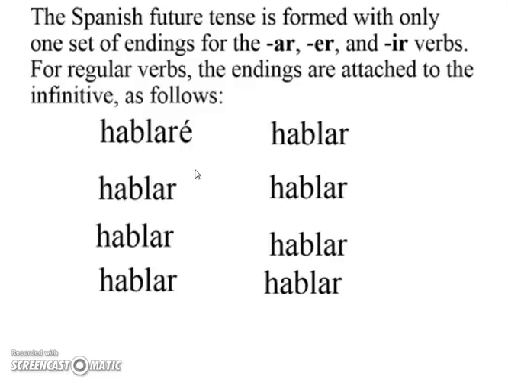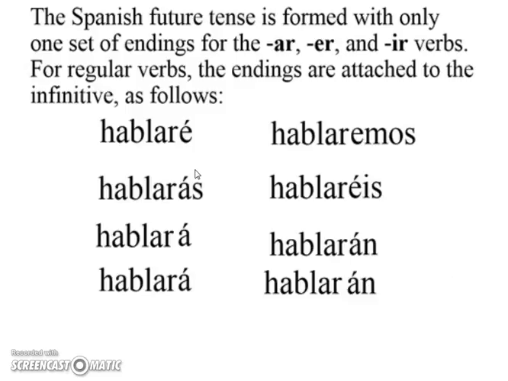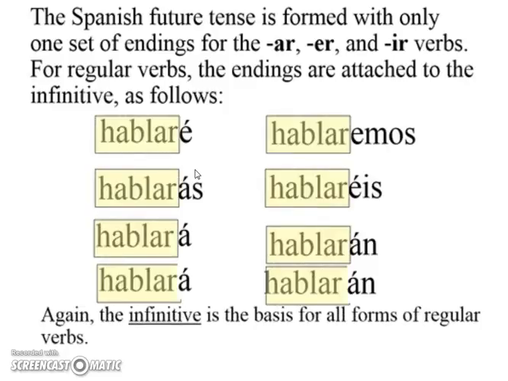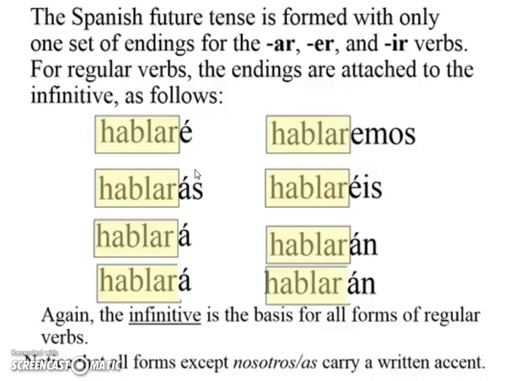You will speak, hablarás. He will speak, hablará. That would be she will speak too. Or usted will speak, hablará. Okay, so we will speak, hablaremos. Y'all will speak in Spain, hablaréis. And then they will speak, hablarán, or y'all will speak, hablarán. So as you can see there, we just attach directly to the infinitive. Okay? And I also want to note that every form except the nosotros has a written accent. So take note of that as well.